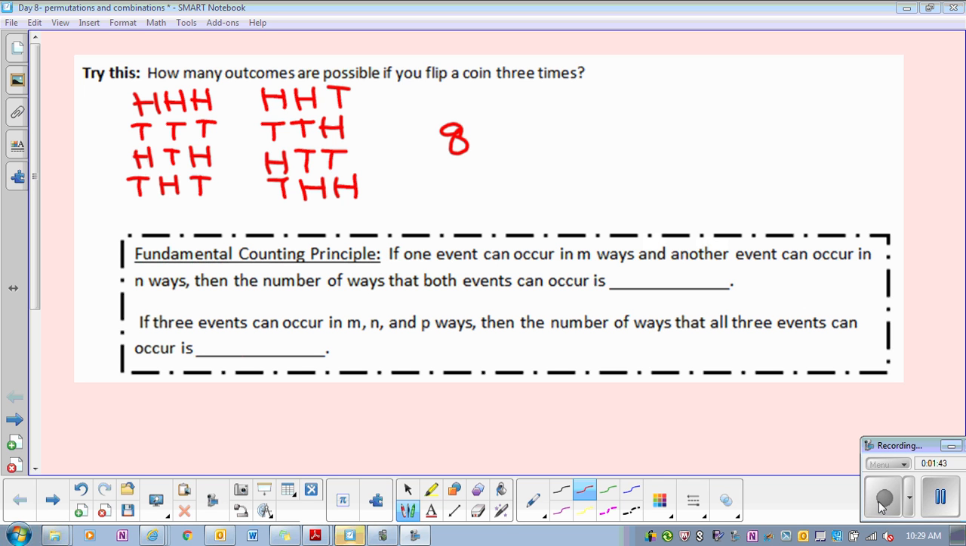Now, this is called the fundamental counting principle. If one event can occur in, we'll call it M, ways, and another event can occur in N ways, then the number of ways that they can both occur is just M times N. So you can technically figure out how many combinations there are to unlock this. You have 6 digits, and 0 to 9. So if 3 events can occur in M, N, and P ways, same thing. Just multiply them.